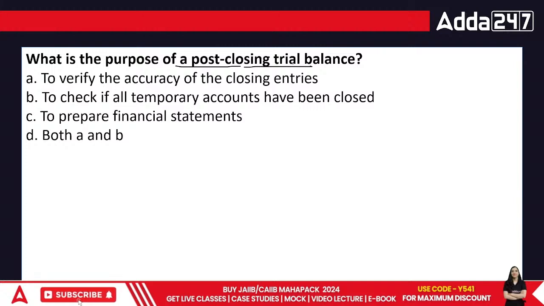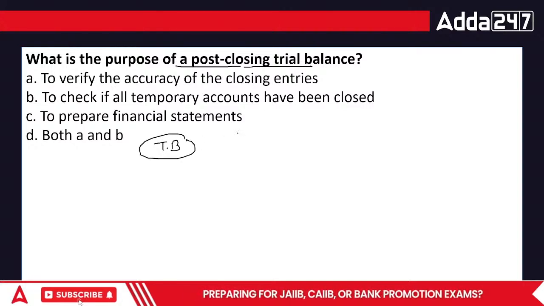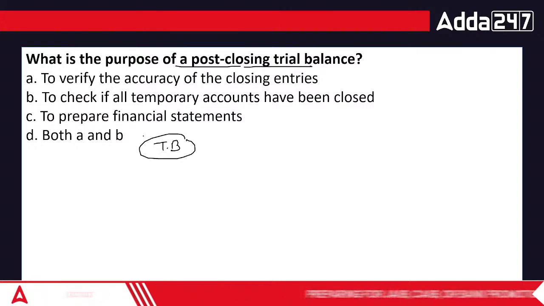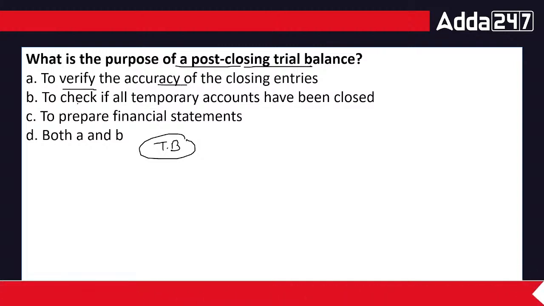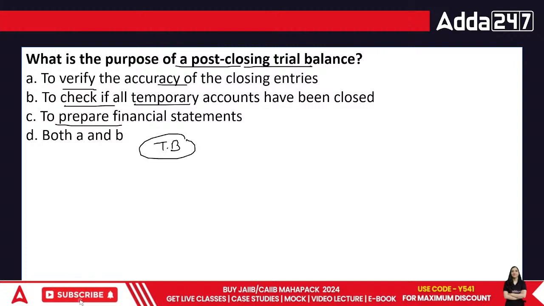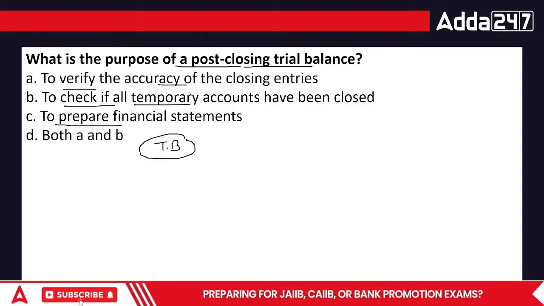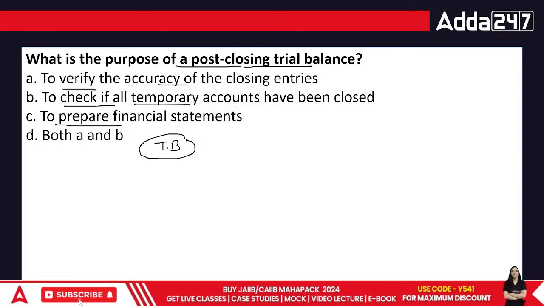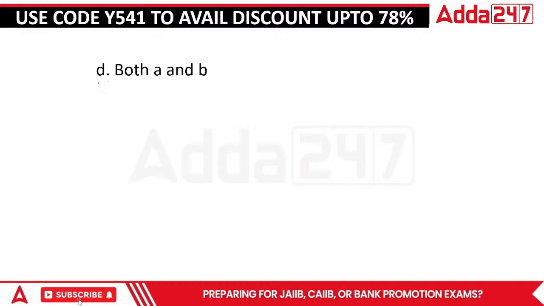When we talk about the post closing trial balance, it means a trial balance which is created after closing. It simply means that once you have finalized your books of accounts, then you check it to verify the accuracy of closing, to check if temporary accounts are closed, to prepare the financial statements, or both. Post closing is when you have done with it. So technically, you're just verifying your previous entries, and if all the temporary accounts, whatever you had opened, have been closed down now, because ultimately debit should be equal to credit. So in this case, the correct answer should be both A and B.